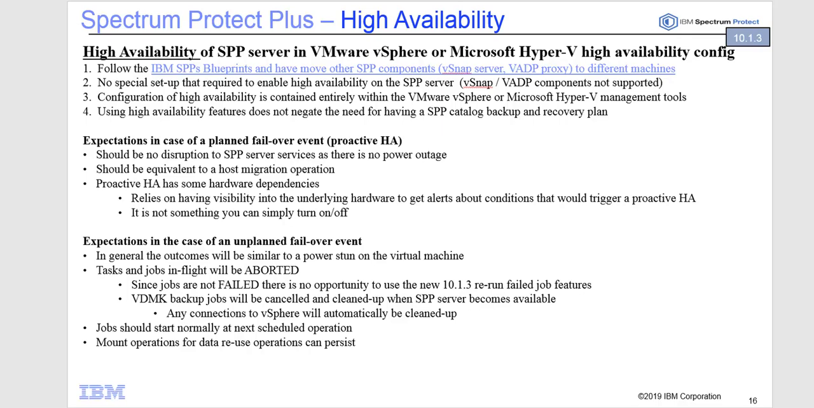In the case of an unplanned failover event, in general, the outcomes will be similar to a power stun on the virtual machine, and any jobs or tasks that were in flight will show up as aborted, which means that since they were aborted and are not marked failed, you won't be able to use the new 10.1.3 rerun failed job feature. The VMDK backup jobs will be canceled and cleaned up when Spectrum Protect Plus server becomes available, and any connections to vSphere will automatically be cleaned up. All of those jobs should start normally at the next scheduled operation, and any mount operations for data reuse operations should still persist. So let's go ahead and take a look at high availability inside of vSphere.